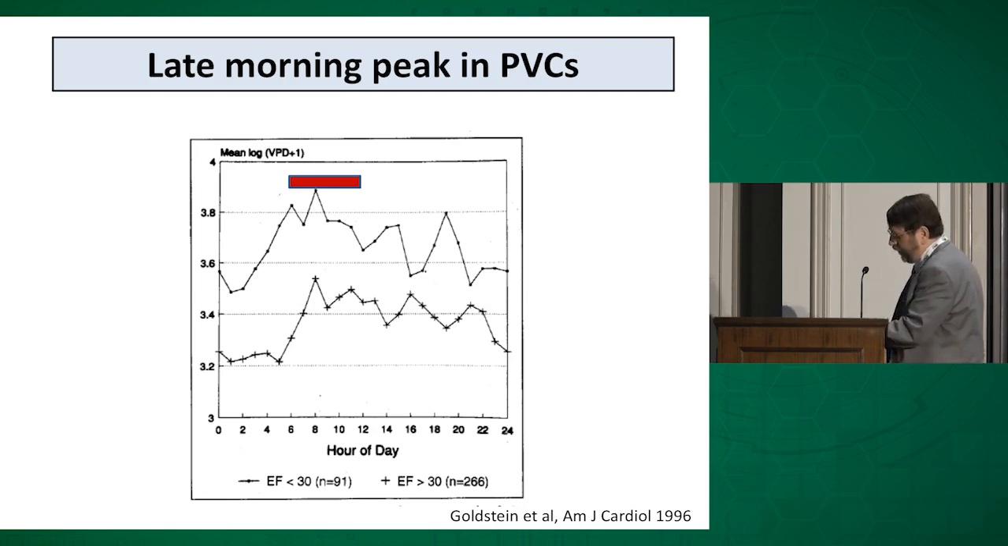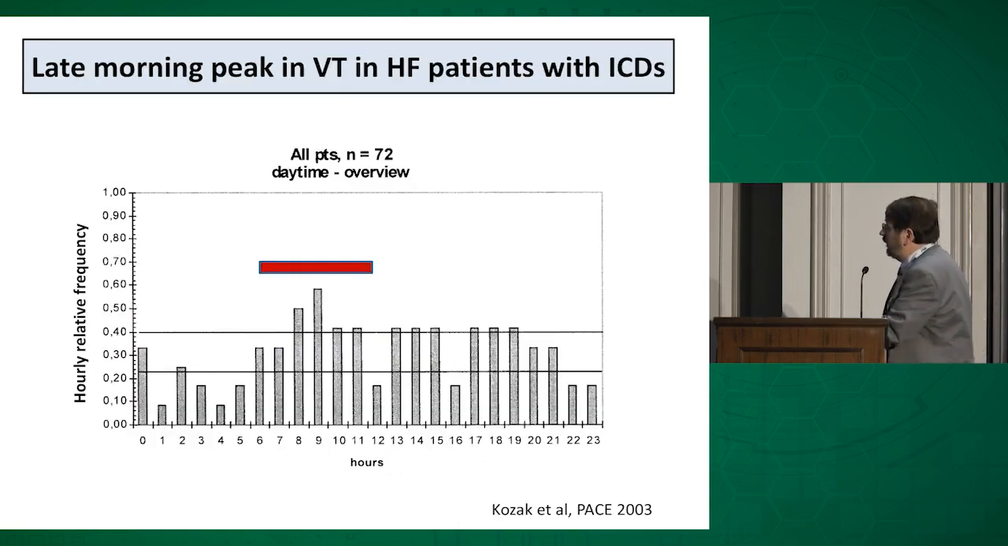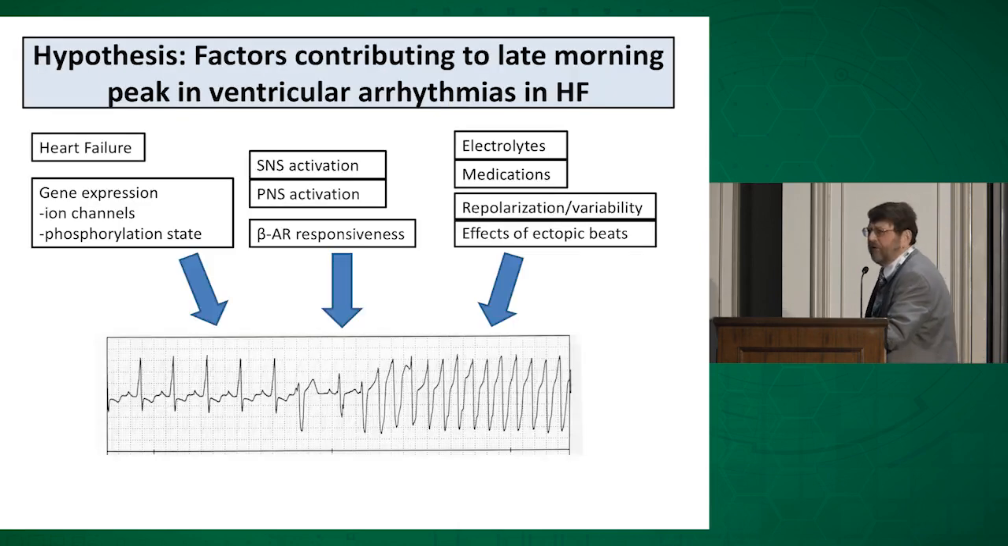It's true for the occurrence of MIs. It's true for occurrence of PVCs in a vulnerable population. It's true for sustained ventricular tachycardia in patients post-infarct. And it's also true for VT in patients who have defibrillators, and just looking at when their episodes occur. So the issue is, how do you study this?